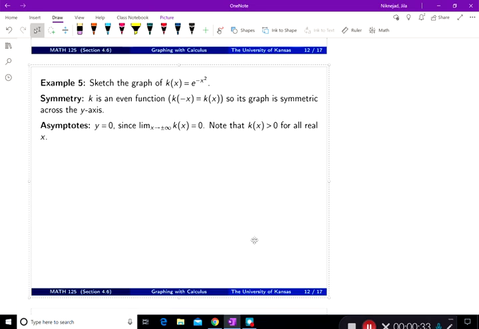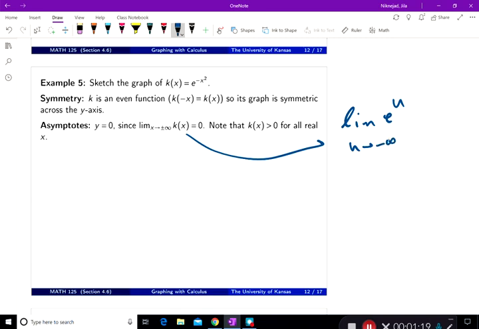The other thing that I notice is that the limit as x goes to either infinity is going to be 0, because you can do a u substitution, u equal to negative x squared, and then you see that the limit as x goes to either infinity becomes the limit of e to the power u as u goes to negative infinity, and therefore that is equal to 0, as we know.